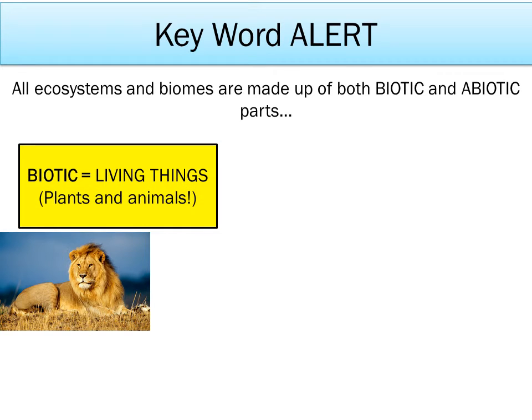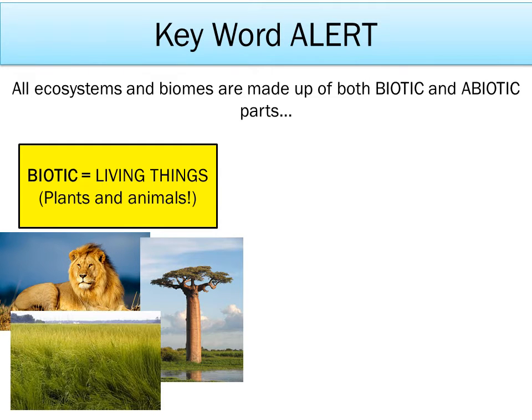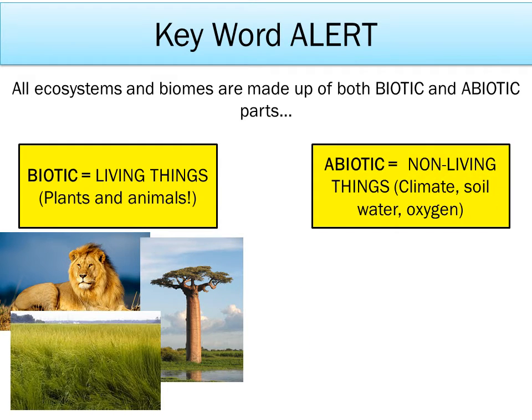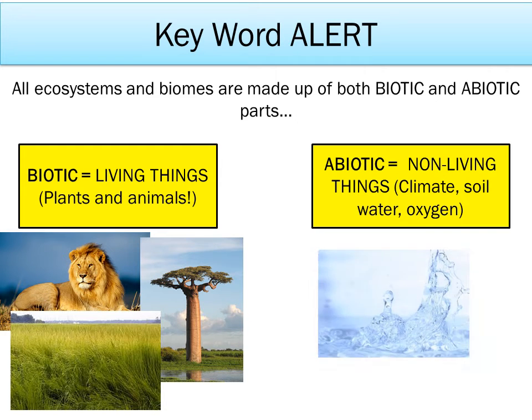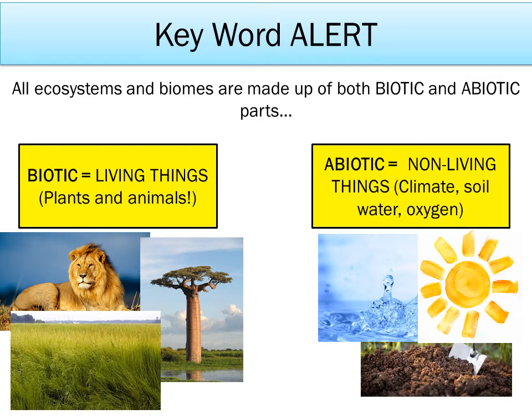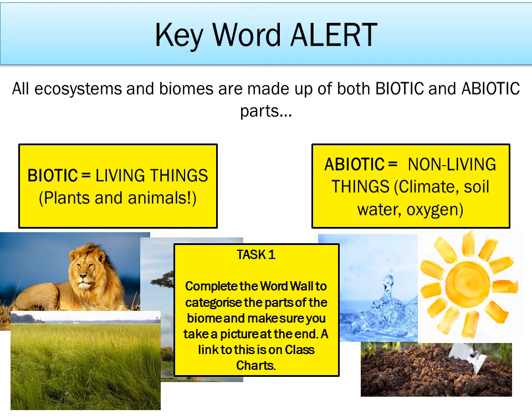Biotic means living things, plants and animals like lions, trees and grasses, while abiotic means non-living things like climate, soil, water, oxygen. Both biotic and abiotic parts of nature interact. They get together and create an ecosystem. A large ecosystem would be a biome, and today we are focusing on the savanna biome.